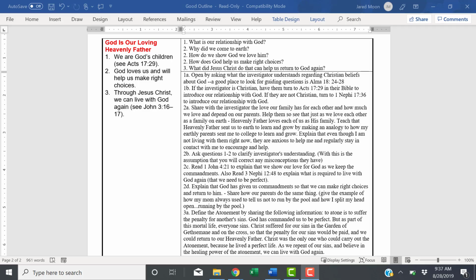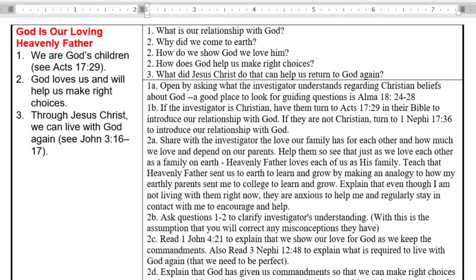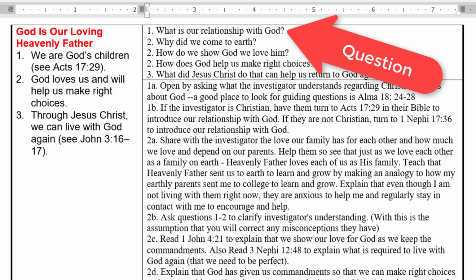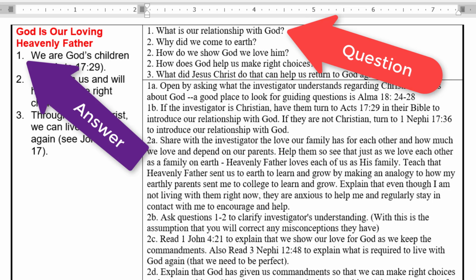Now let's look at these examples of good questions. One approach that's helpful is to ask yourself, can this question be answered by simply reading the sub-principle? In many cases, that's a sign of a good question. What is our relationship with God? We are God's children. See how the sub-principle from the lesson answers that question?